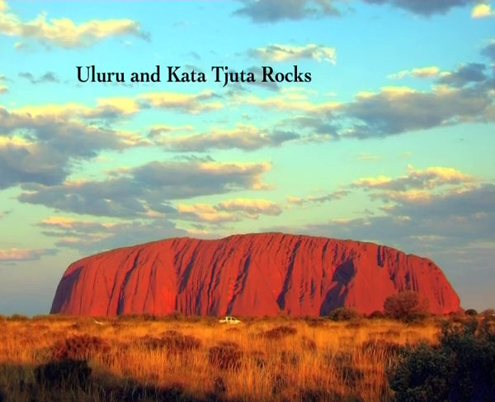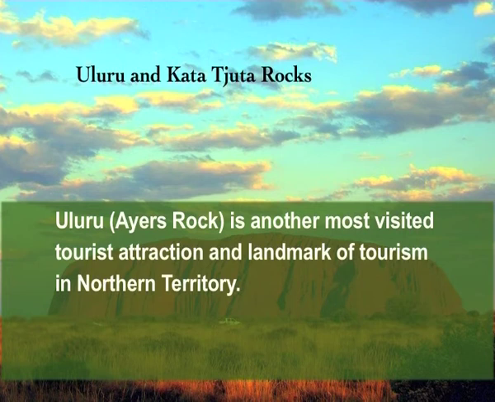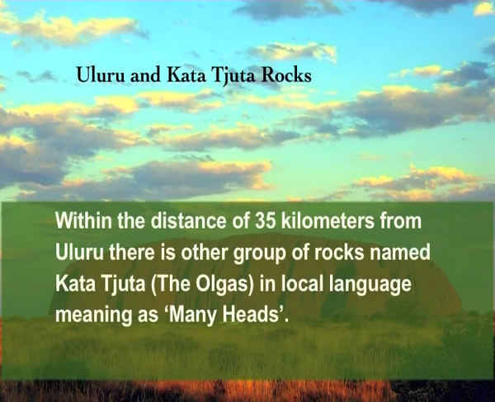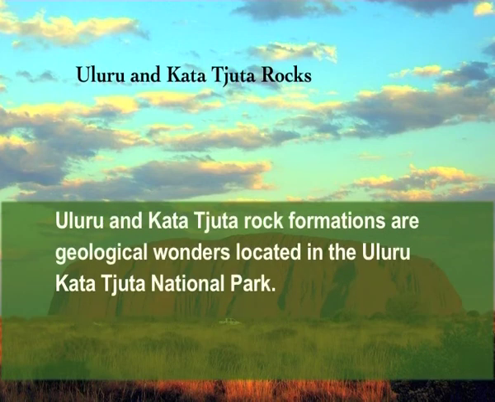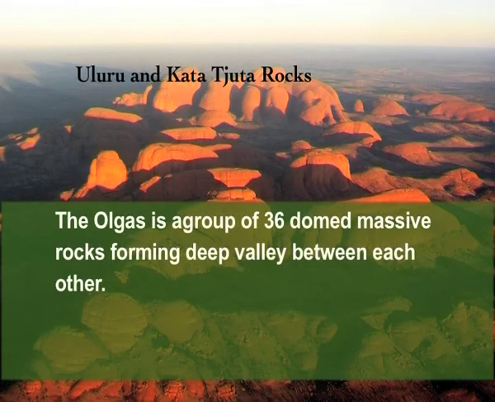Uluru and Kata Jutta rocks. Uluru, that is the Ayers Rock, is another most visited tourist attraction and tourism landmark in Northern Territory. Within a distance of 35 kilometers from Uluru, there is another group of rocks named Kata Jutta, that is the Olgas in the local language, meaning many heads. Uluru and Kata Jutta rock formations are geological wonders located in the Uluru-Kata Jutta National Park. The Olgas is a group of 36 domed massive rocks forming deep valleys between each other. Taking a day tour in and around the rocks is adventurous, and closer inspection will help in observing the rock art and paintings of Aboriginal tribes living in the region. The rocks also have ponds, waterfalls and unique plant species in and around.